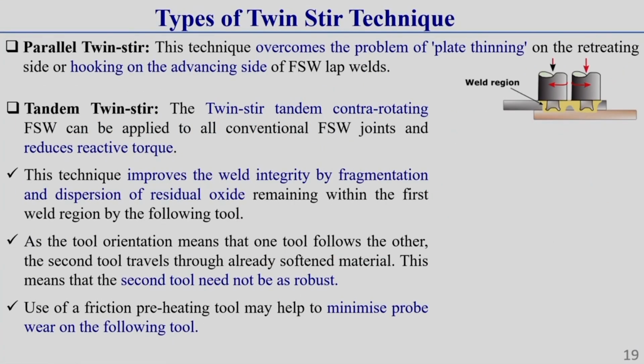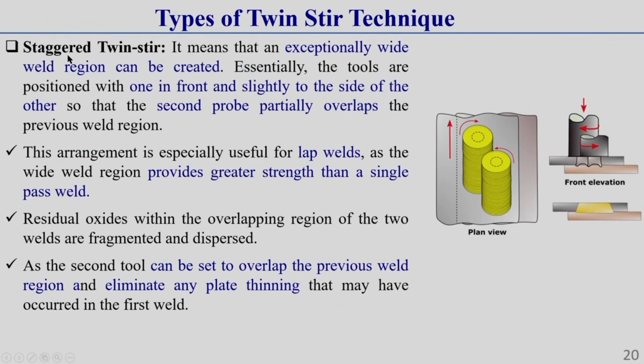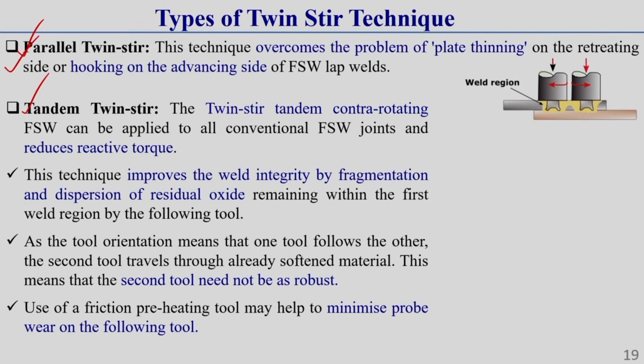Now the twin stir friction stir welding process is nowadays a very popular friction stir welding process. This twin stir friction stir welding process has 3 different categories. One is called parallel twin stir friction stir welding, another is called tandem twin stir friction stir welding, and another, as you see here, is called staggered twin stir friction stir welding. This first one is called parallel FSW.